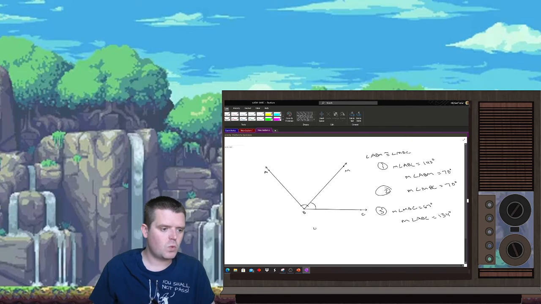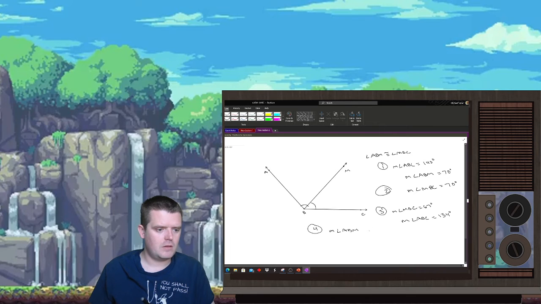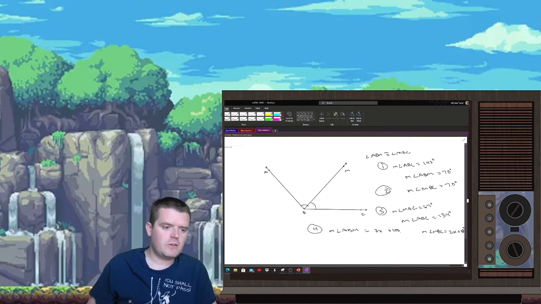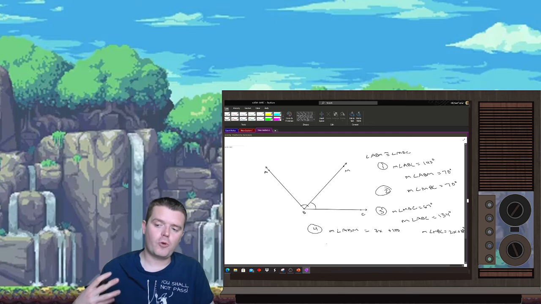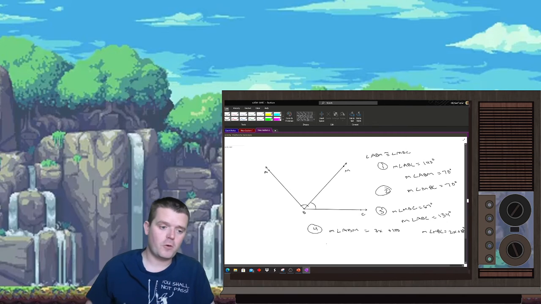You'll also have a couple questions where you'll be given algebra instead of integers and be asked to solve for the missing variable. So for instance, if I say the measure of angle ABM is 3x plus 100, and the measure of angle MBC is 2x plus 180. If I give you those two angle measurements, then you need to use your properties of an angle bisector to be able to solve for the missing variable.